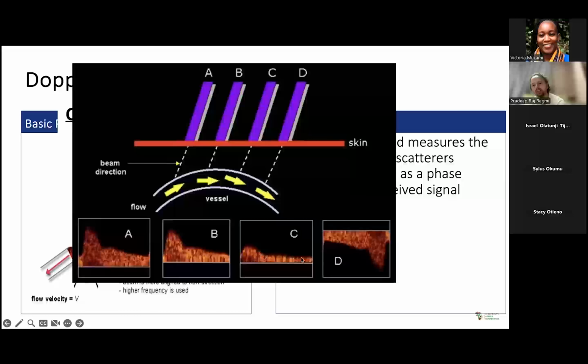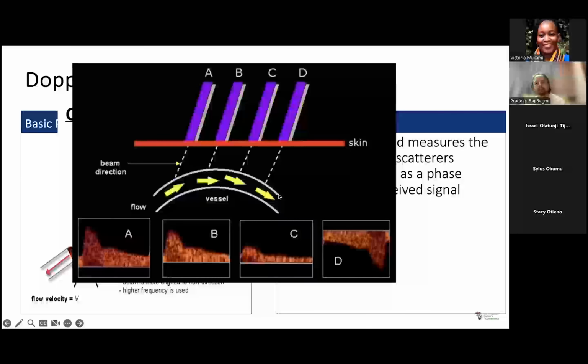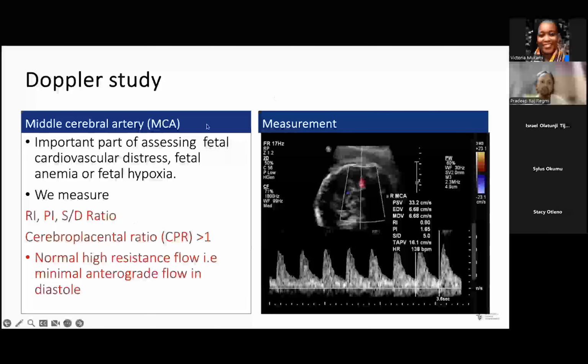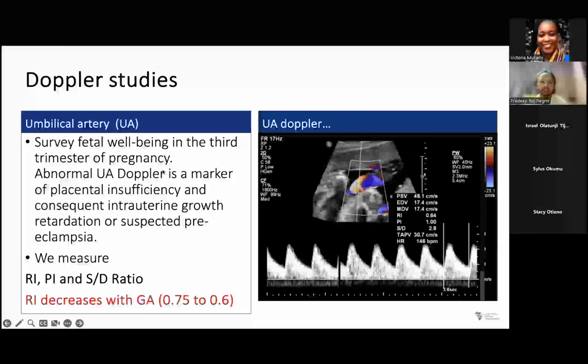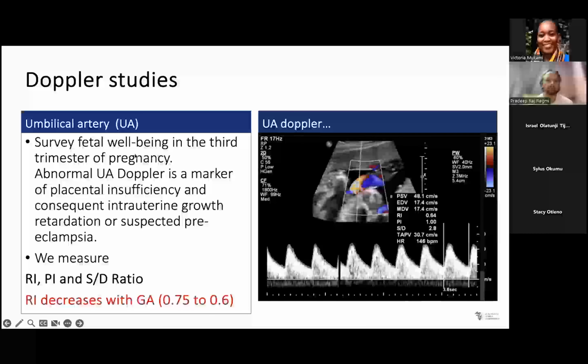And there are normal reference values in each trimester of ultrasound, so that we can say it is normal or abnormal. So Doppler studies, we usually do in umbilical arteries. This is the commonest Doppler we do. And we measure the flow in the umbilical arteries, and we get this type of wave. And we measure resistive index usually, and it is usually around 0.6 to 0.7 in the umbilical arteries. And if it is abnormal, the diastolic flow will be reduced.